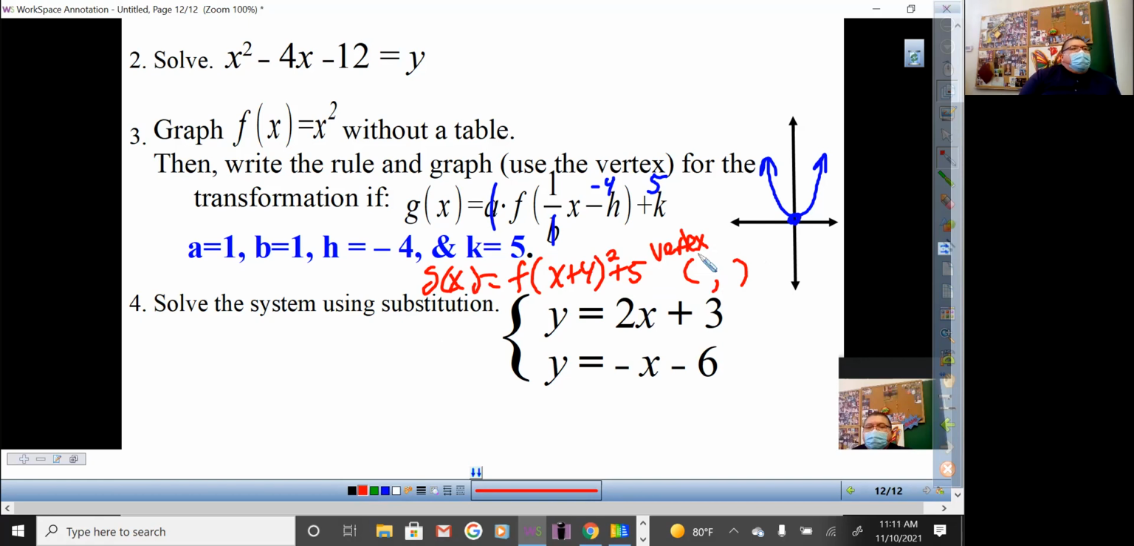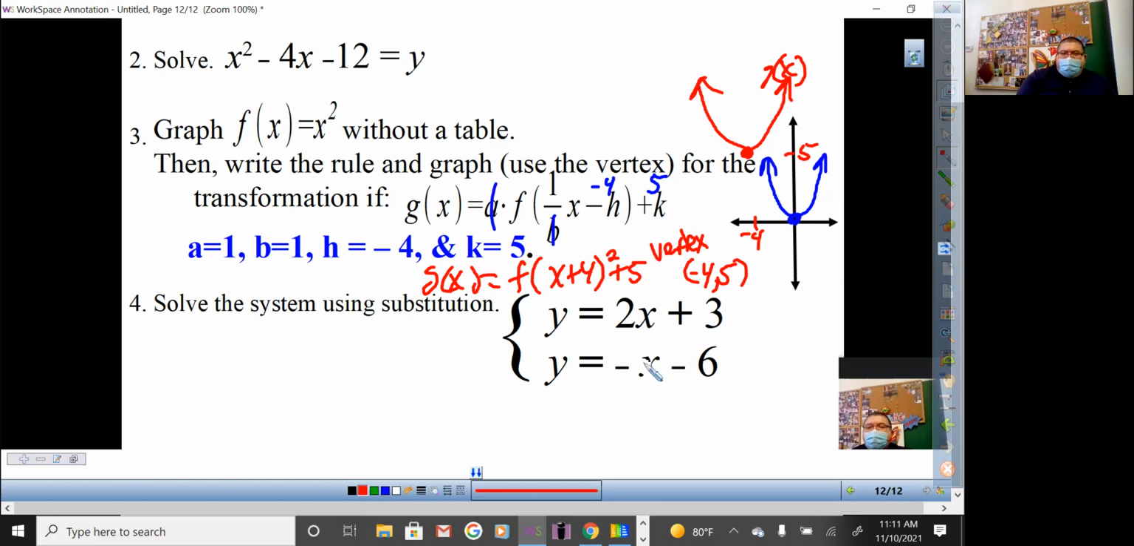All right, let's see. How about Juliana? -4 and 5. Hands if you got that. That is correct. -4 is over here, 5 is up here. So that new vertex is somewhere up here, and this will be my g of x.